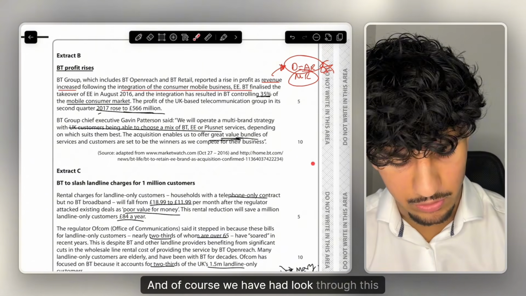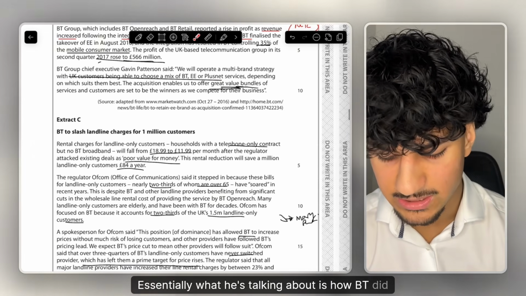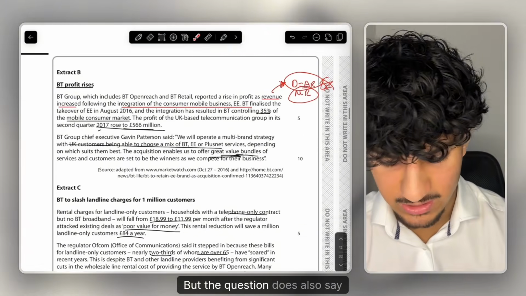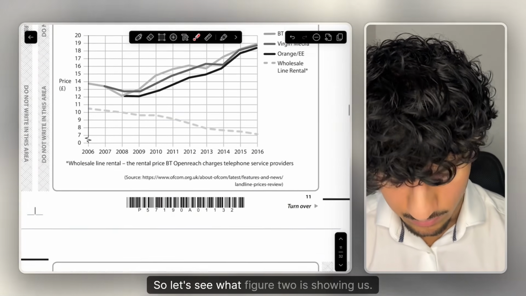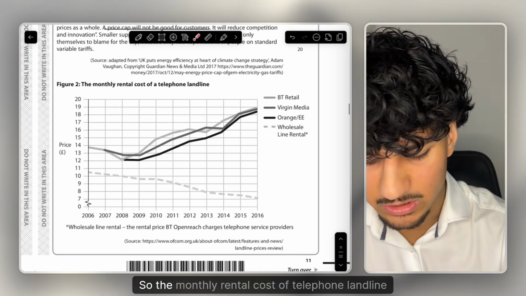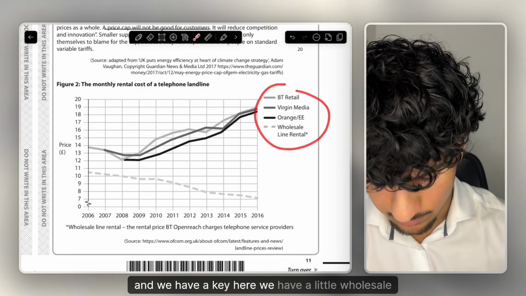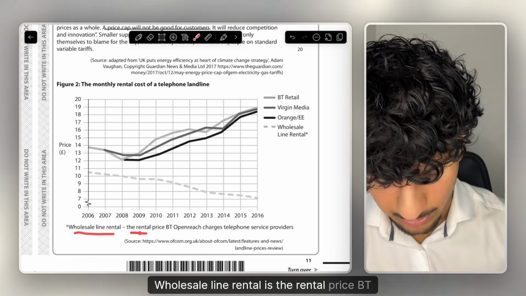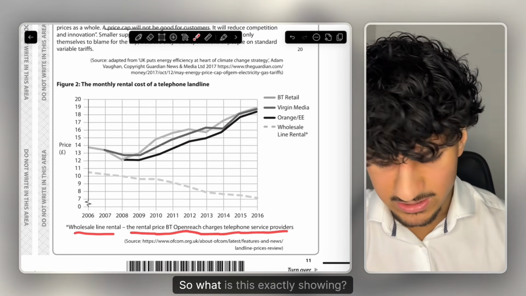And of course, we have had a look through this extract C in previous questions. Essentially what he's talking about is how BT were exploiting consumers with higher landline prices, but the question does also say, have a look at figure 2. So let's see what figure 2 is showing us. The monthly rental cost of telephone landline, and we have a key here. We have a little wholesale line rental. Wholesale line rental is the rental price BT Openreach charges telephone service providers. So what is this exactly showing?